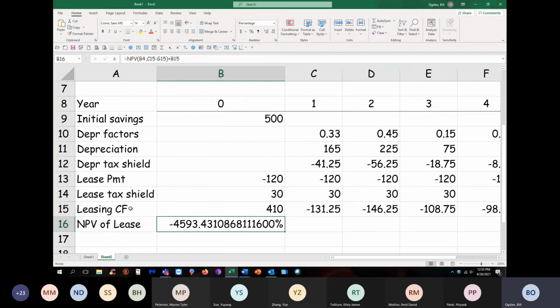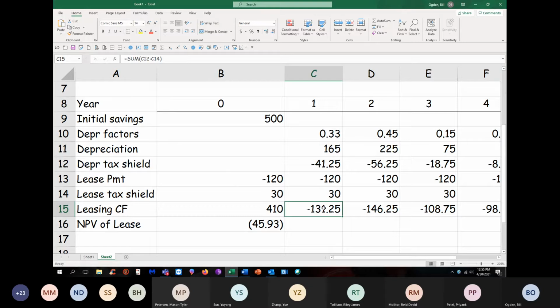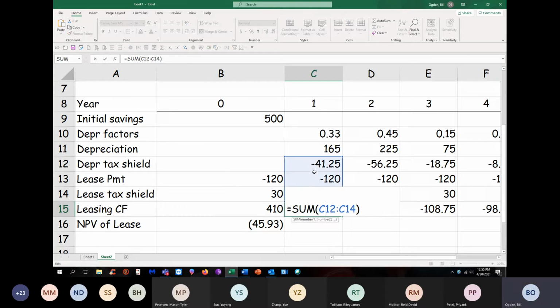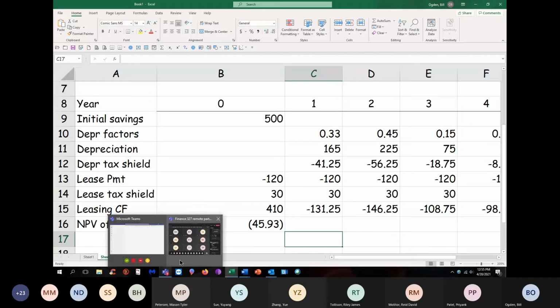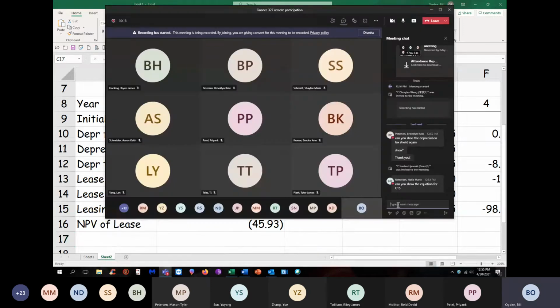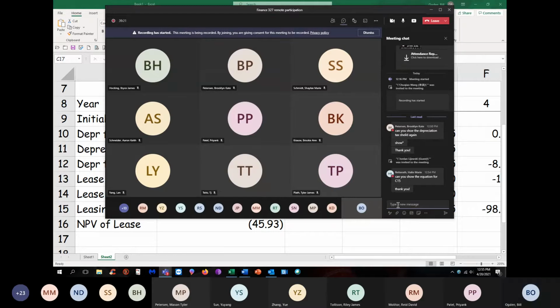How did I do? I did very well, except for the formatting. I don't know why it has to do that. Oh, that's good. Yeah, okay, let's go back to, I believe it was C15. It's just the sum of these, of the depreciation tax shield, the lease payment, and the lease tax shield. Is that okay? Oh, good, good. Thank you, thank you. Very good. Anything else we can do?